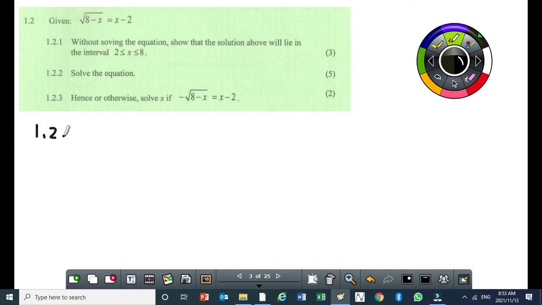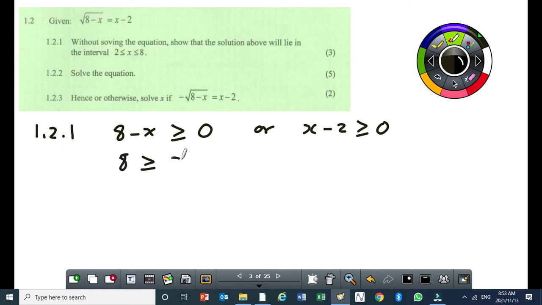So I'm not solving the equation as normal, but I'm using the fact that the number inside the square root, that 8 minus x and the x minus 2, both of them must be greater than or equal to 0. If they are less than 0, you get non-real roots. In this case, you need real roots. So you just equate that 8 minus x to greater than or equal to 0. Right? Then the right hand side, you equate that x minus 2 to greater than or equal to 0. Then you solve. Now, here I'm not solving the equation as normal, which is what I'm going to do in 1.22. Right? Then if you solve this, you get 8 is greater than or equal to x.